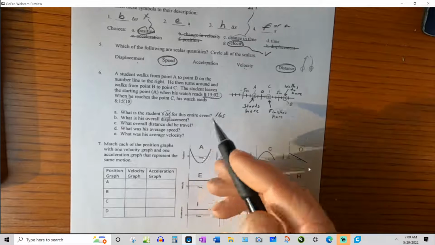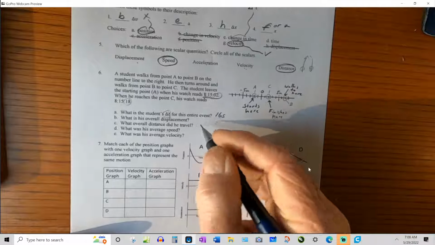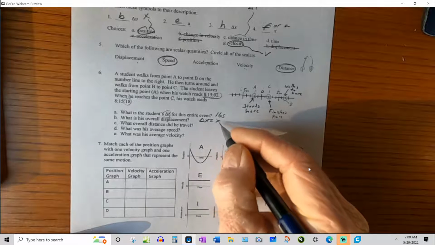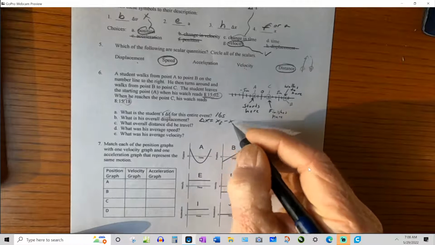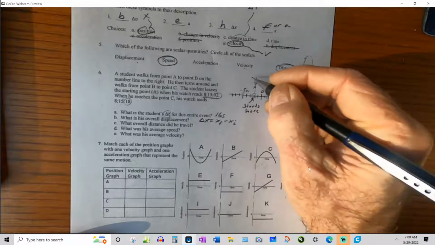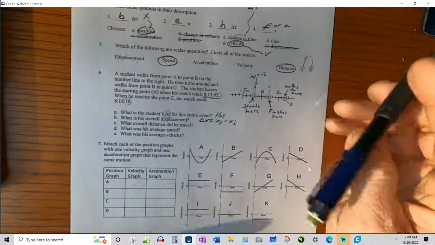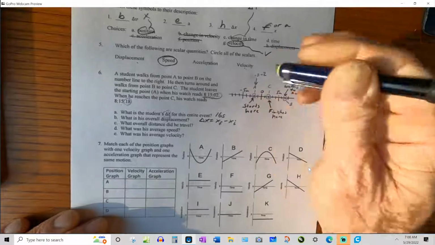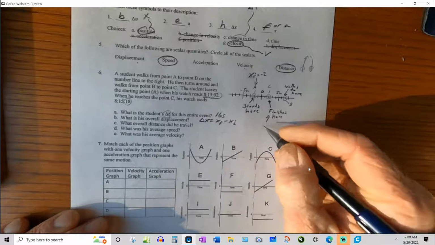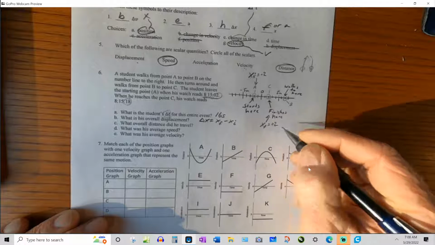Displacement is change in position for the entire thing. So one way to do delta X is to do the final position minus the initial position. This is one way to do it. There's another way. So the final position right here is -2. And oh, sorry, that's the initial position. That's where he starts. So that's the initial position, and the final position is +2 meters.